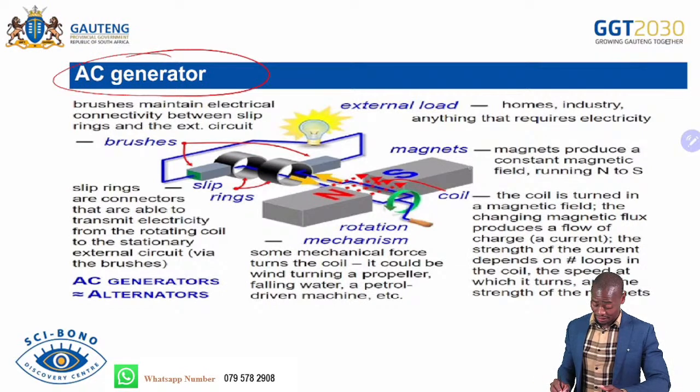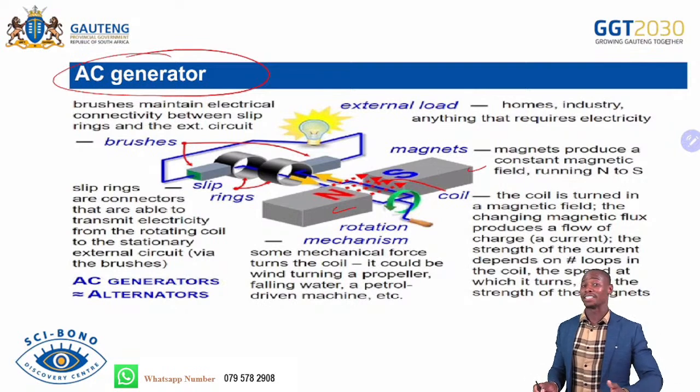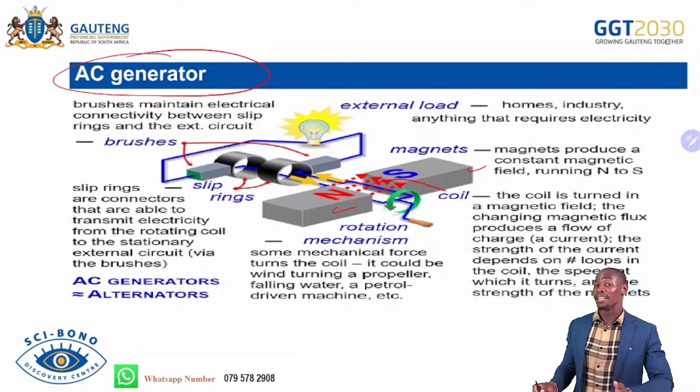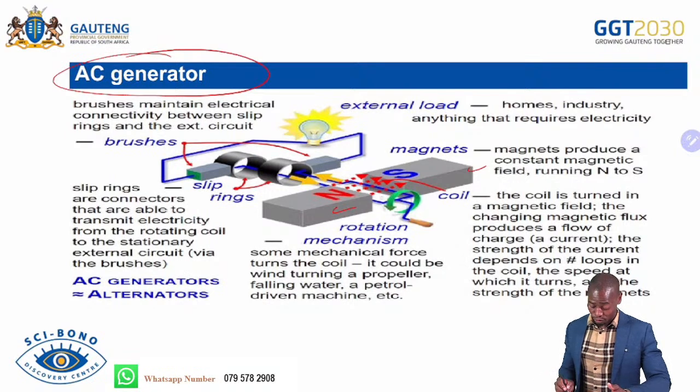Here you have the magnets, right? You have a magnet this side and a magnet that side, north pole, south pole. What is the function of these magnets? Remember, they produce the magnetic field, okay? You have a coil there, that blue one. It's a conductor, or you can say an armature, right?